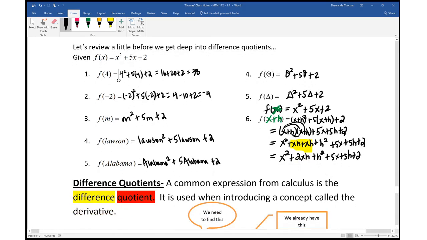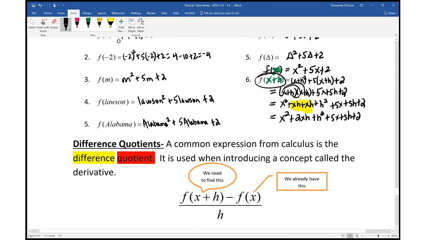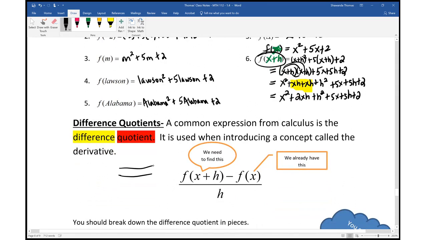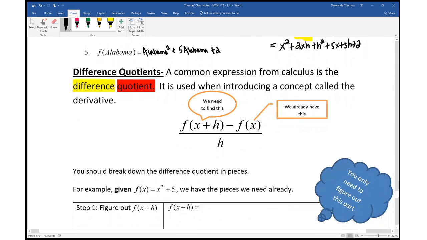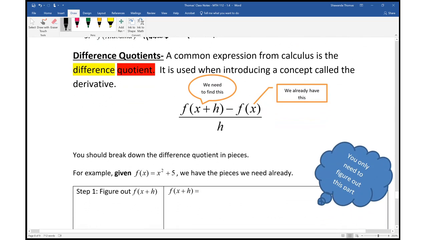So hopefully you understood this one. This is the big one, because this is what you're going to see. That piece is in the formula for difference quotient. This is the formula right here: f of x plus h minus f of x, over h. So if you were asked to find the difference quotient for some function, this is the formula. A common expression from calculus, and it is a concept really that's called a derivative in calculus, but the introduction to it is called the difference quotient.